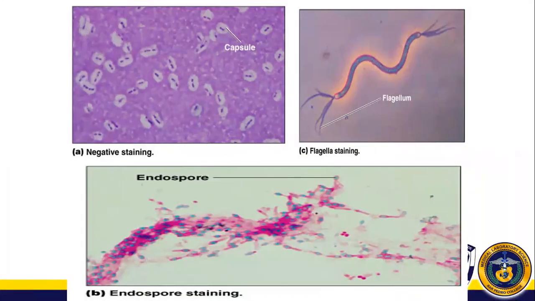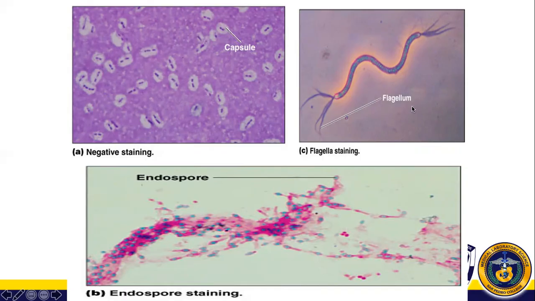This is how special stains would look like. We have the negative staining method to demonstrate the capsules. It's really good actually. You can see that the background is fully colored, while the organism or the structure to be viewed is left colorless. So it's colorless against a colored background.